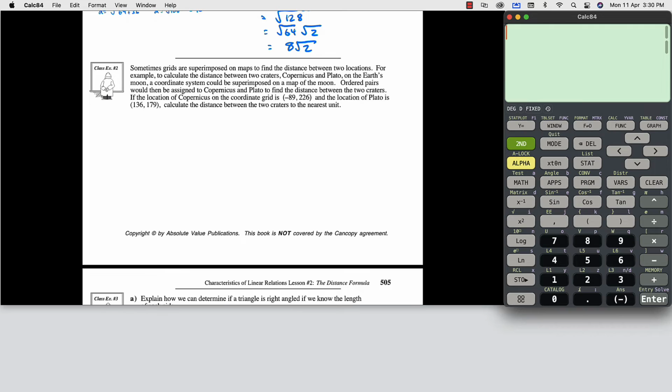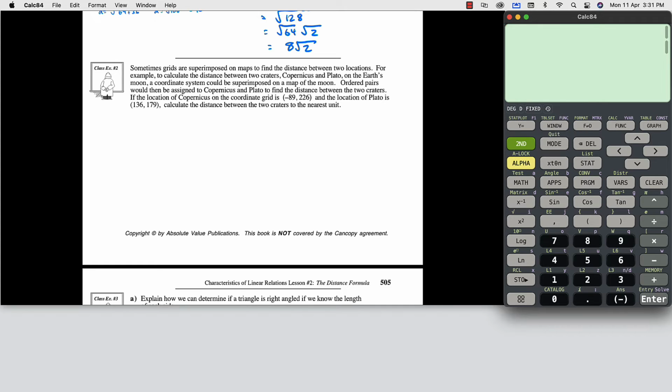Okay, class example 2, we're moving on to a word problem, and there's just a lot of words there. So let's break this thing down. I like using my highlighter with different colors to pull out the important information. So sometimes grids are superimposed on maps to find the distance between two locations. So for example, to calculate the distance between two craters. Now it doesn't really matter if they're craters. One's called Copernicus and the other one's called Plato, and who really cares?